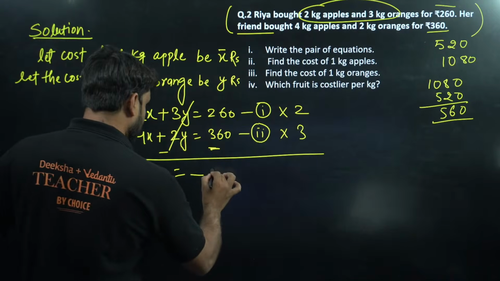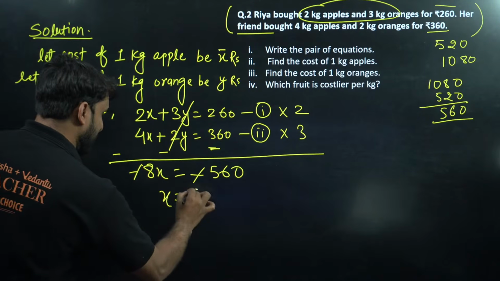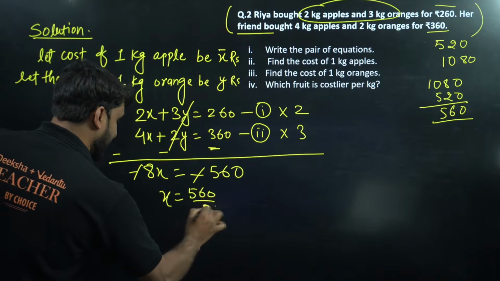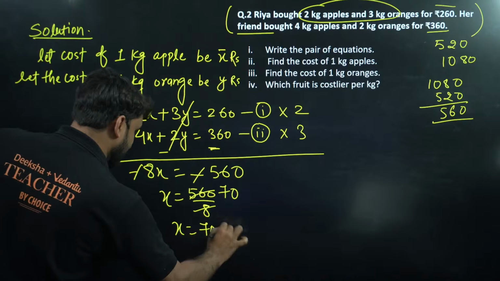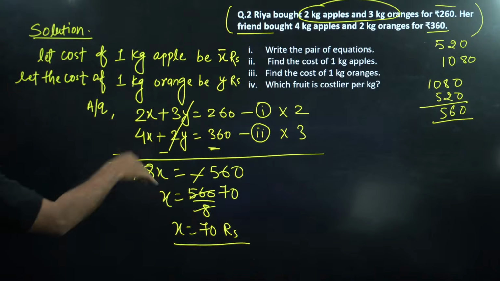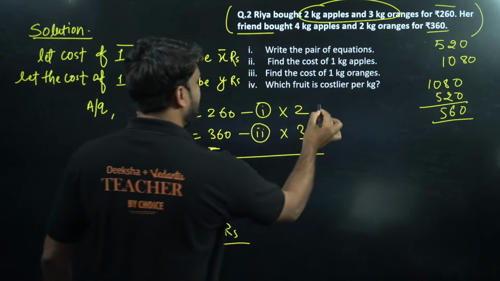So we can write here minus 560. Minus minus cancel here. So x we have is 560 divided by 8. 8 sevens, wow, x is equal to 70 rupees we can write, because x is what? X is the cost of 1 kilogram apple. So similarly we can find out y.